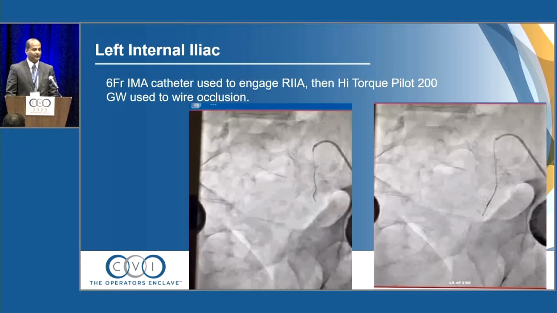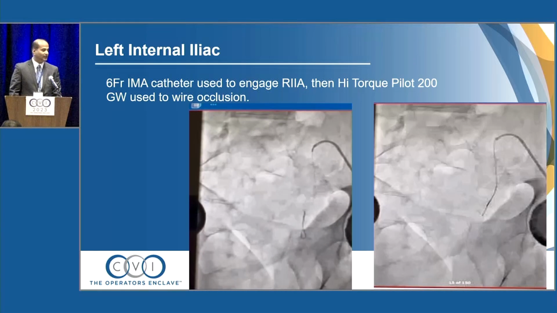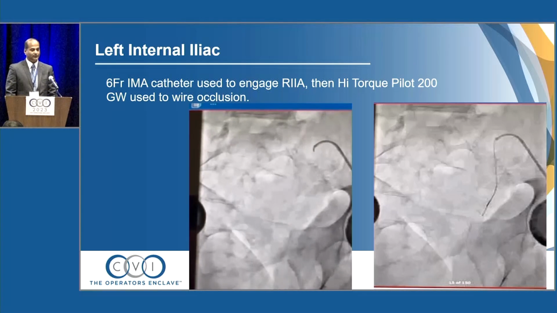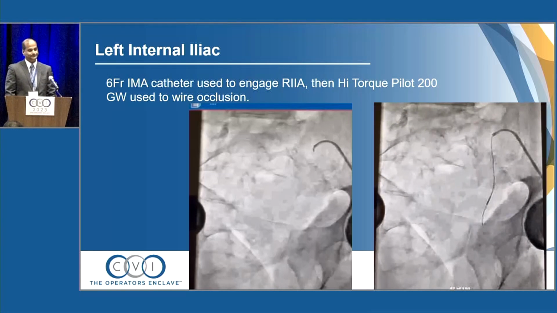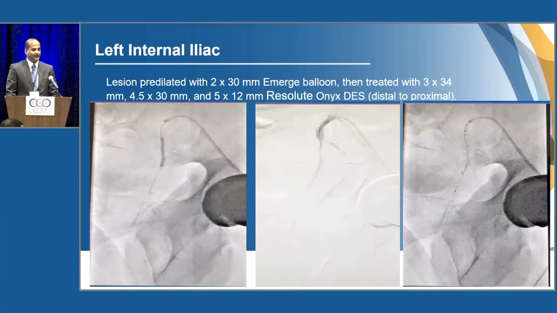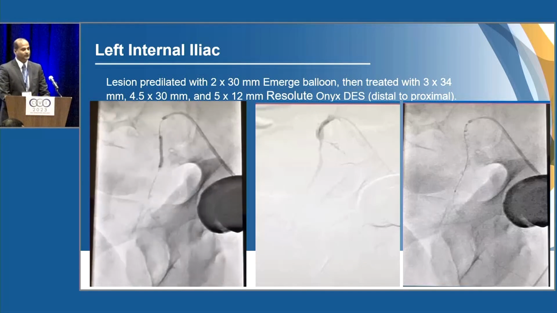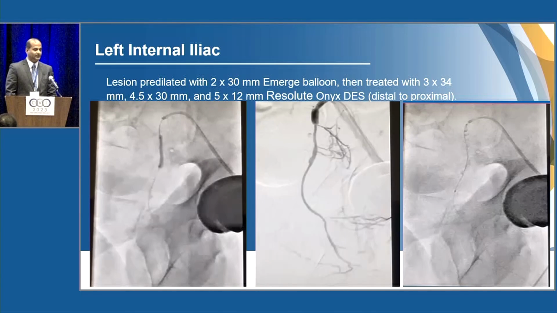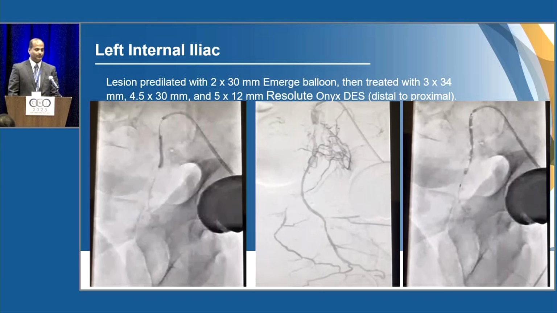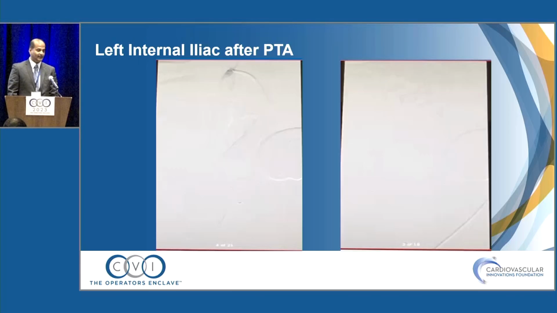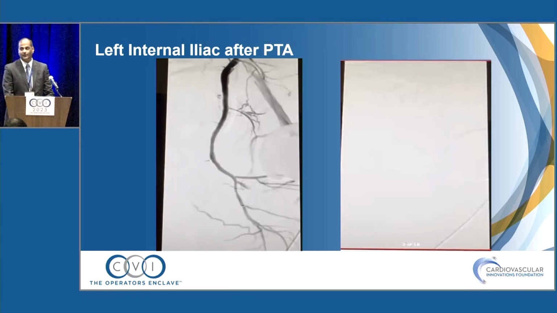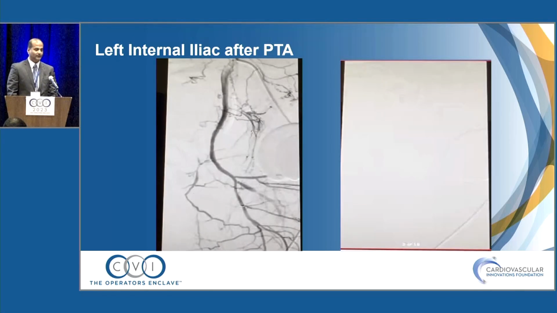So we ended up using a 6 French catheter to engage the anterior division and a high torque Pilot to wire the occlusion. Then we initially pre-dilated with a balloon and treated with 3 different stents for the patient. As you can see, the last one was stent deployment, and that was the left internal iliac. After the stents were put in, we got some good blood flow in there.